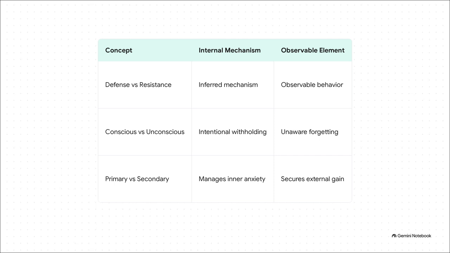And we also need to remember primary versus secondary gain. Primary gain is all about managing internal psychic anxiety, whereas secondary gain is about securing some external advantage, like getting out of your daily responsibilities.